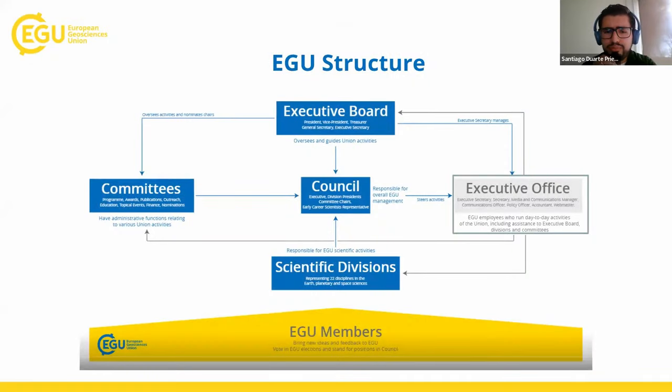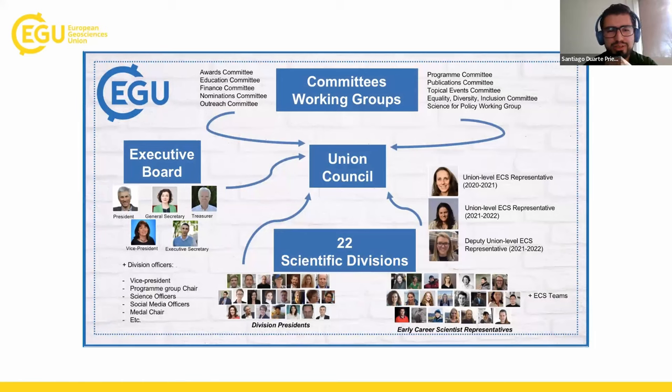Regarding the EGU structure, it's mainly focused on first a council that is responsible for all the management of the EGU activities, a scientific division that is responsible for the activities that we have throughout the year, an executive board and a committee that also help with some administrative and guidance activities, and the executive office, an internal organization here in the EGU that helps to organize internally all the activities. Moreover, this is just one picture of the participants of each one of these different members in the 21-22 period. Just for you to know that there are always people involved in this type of organization.